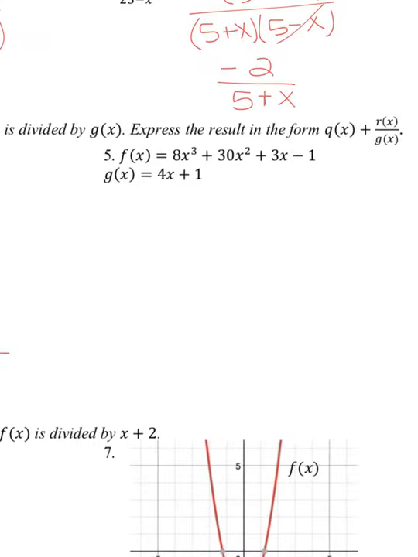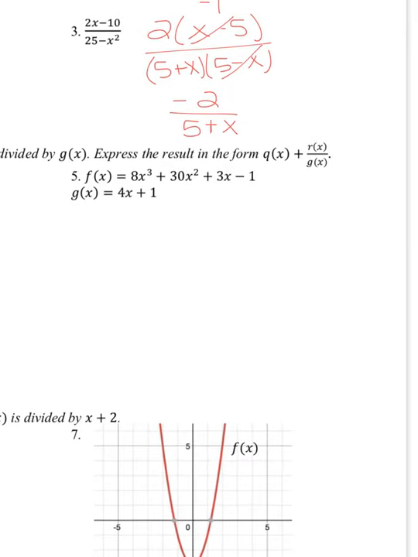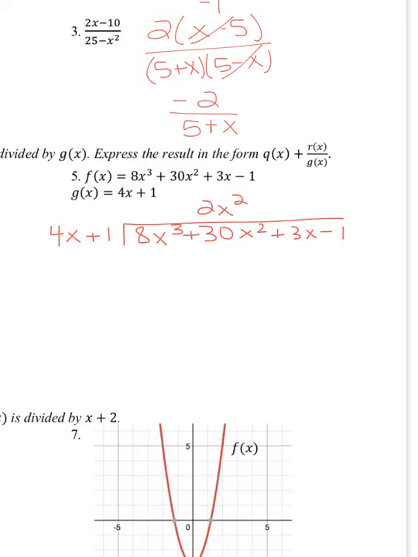For number 5, I'm going to do the same thing. Again, all of my exponents are included in descending order, so I don't have to manipulate the dividend and put in any placeholders or anything like that. Okay, 8x to the third divided by 4x is 2x squared. I multiply that back out. I get 8x to the third plus 2x squared. Put that in parentheses and subtract. 8 minus 8 cancels. 30 minus 2 is 28x squared. Bring down my next term.